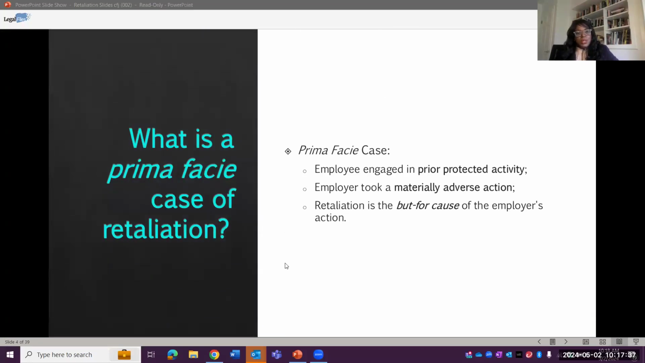Now, let's look at the next slide. We want to know, what is a prima facie case for retaliation? Retaliation cases basically center around the prima facie case, as you would guess. There are three elements, and they're pretty straightforward. The employee engaged in prior protected activity. The employer took a materially adverse action against the employee because of that activity. And then there was a causal connection between the protected activity and the adverse employment action, which is basically the but-for cause standard.